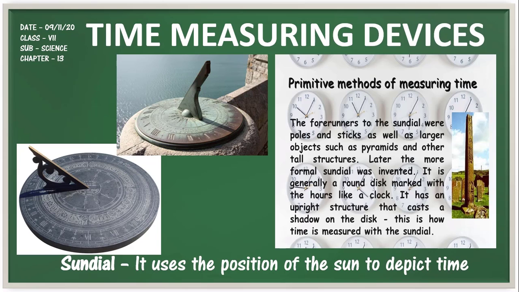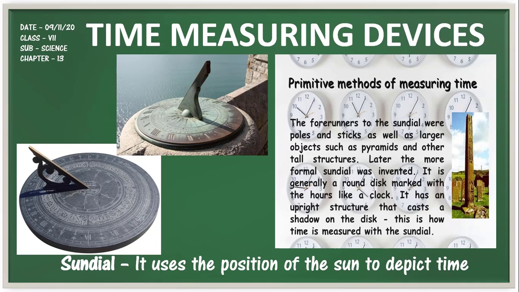The forerunners to the sundial were poles and sticks as well as larger objects such as pyramids and other tall structures. Later, more formal dials were invented. Sundials are generally a round disc marked with the hours like a clock. It has an upright structure that casts a shadow on the disc. This is how time is measured with the sundial.